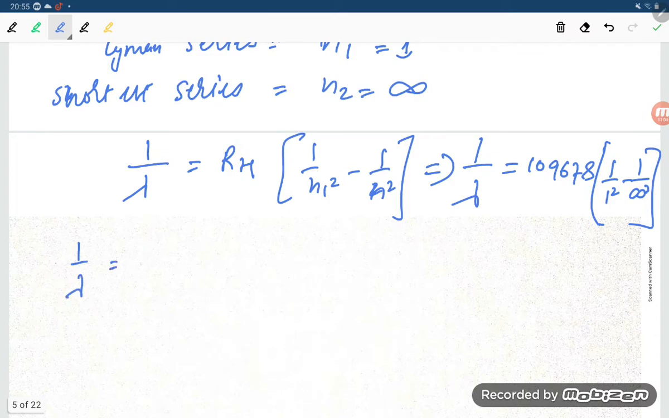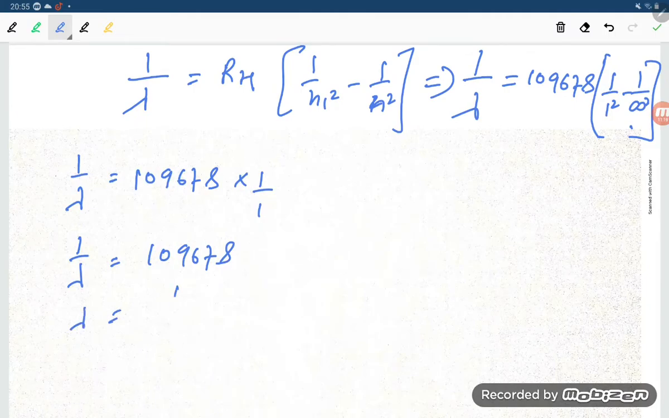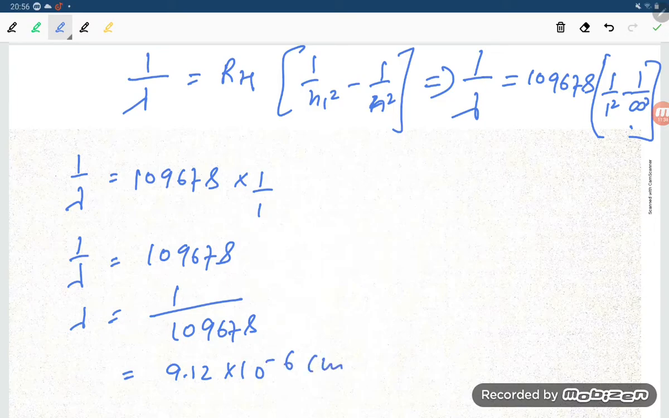1 by lambda is equal to 109678, and this will be 0 student. So into 1 by 1 square, that is 1. So 1 by lambda is equal to 109678. So lambda is equal to 1 by 109678. If you divide this, how much value are you going to get? It comes to 9.12 into 10 power minus 6 centimeter.